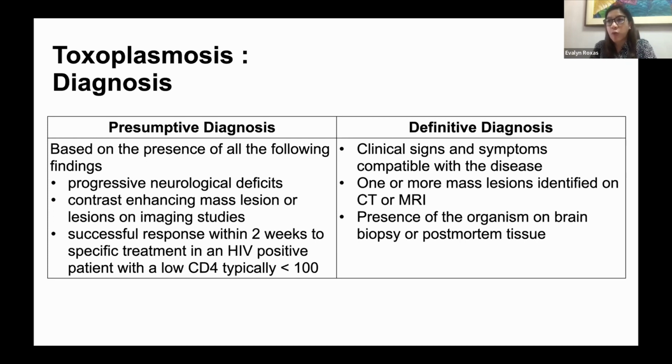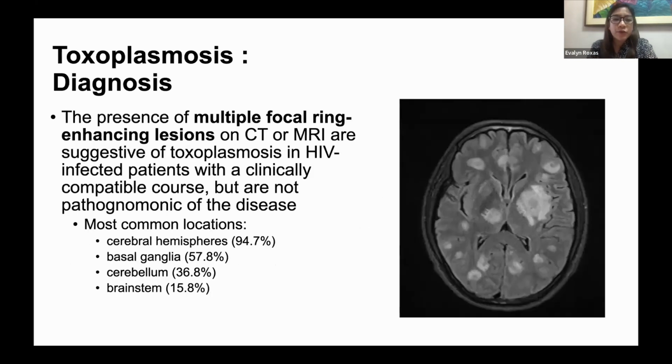If you want to definitively diagnose this infection, we can use clinical signs and symptoms, again, compatible with the disease, and request CT or MRI with the presence of mass lesions. Presence of the organism on brain biopsy, although this is a very invasive test already. The presence of multiple focal ring-enhancing lesions on CT or MRI are suggestive of toxoplasmosis. The most common locations of these lesions are in the cerebral hemisphere.